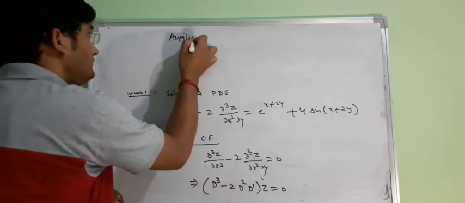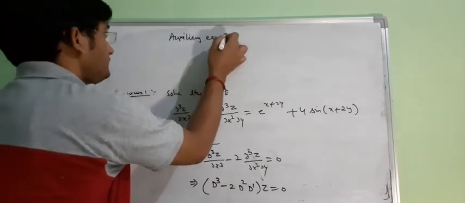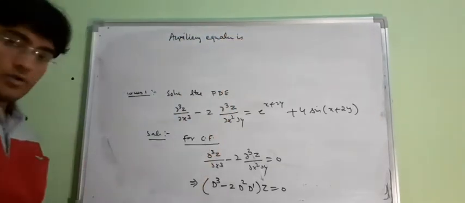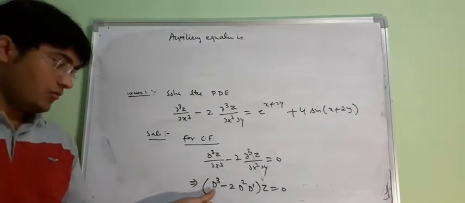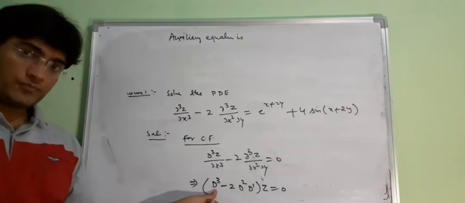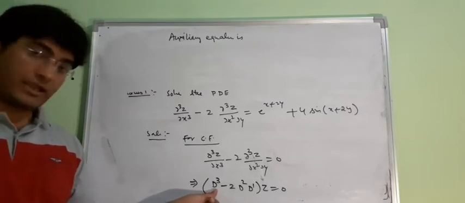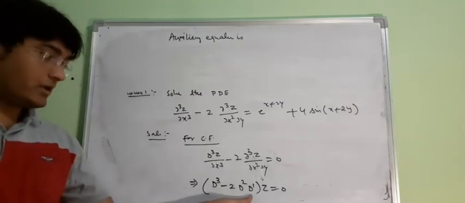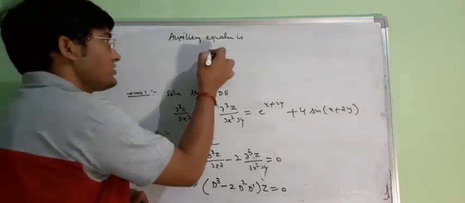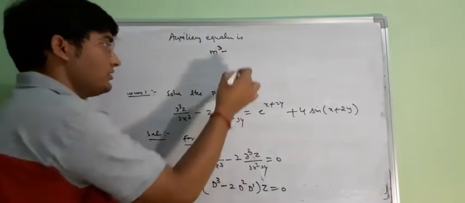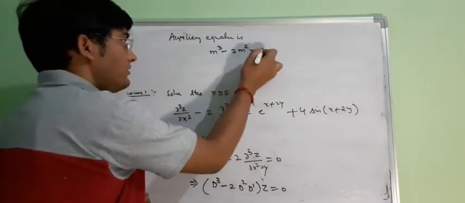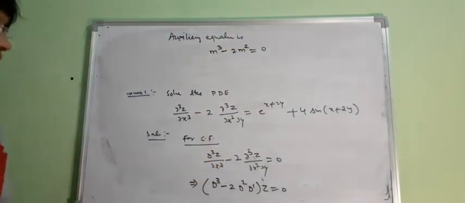Auxiliary equation is, for the auxiliary equation, please remember the equation number b. For the auxiliary equation, we will replace our D by m and D dash by 1. So this will be m cube minus 2 m square equal to 0.